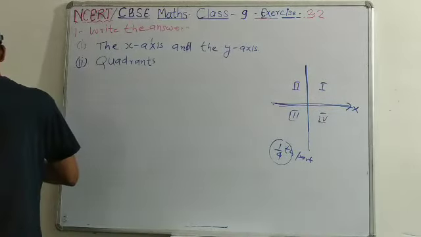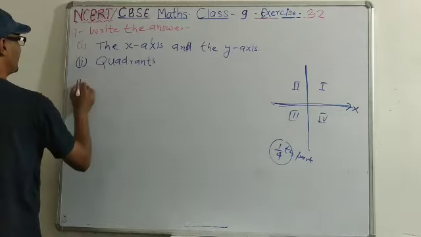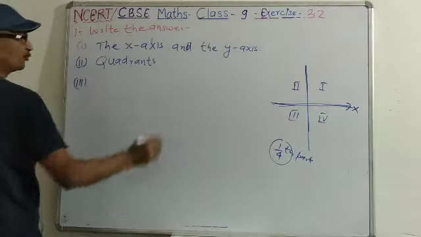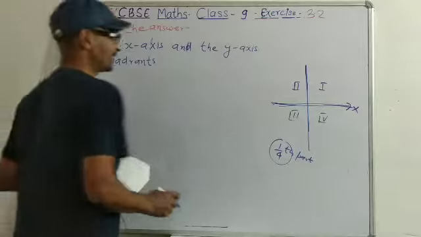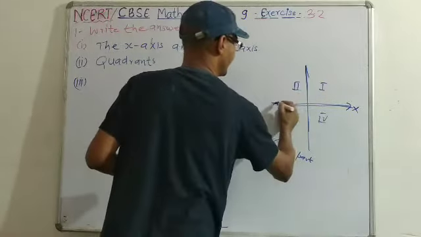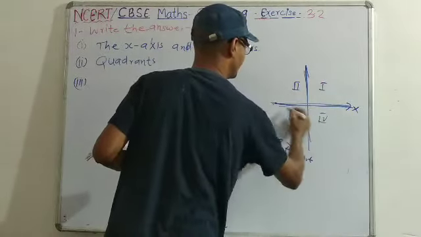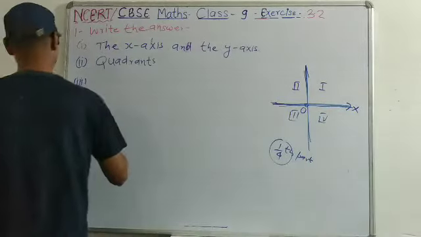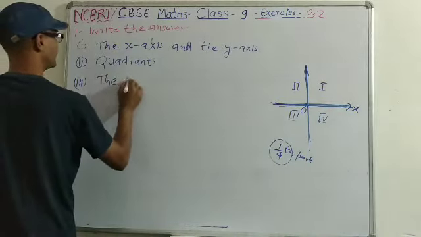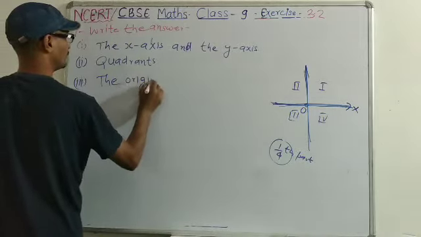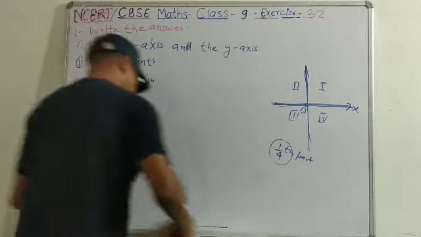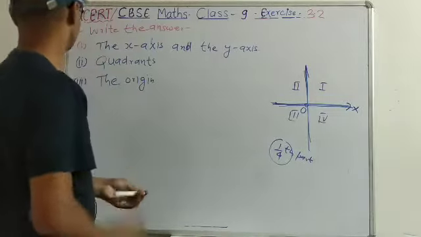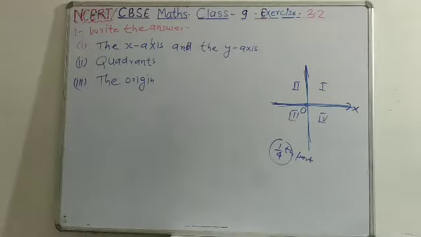Number 3: write the name of the point where these two lines intersect. First line, the X axis here, the Y axis here, and they intersect at this point, which is known as the origin. So this is the answer of question number 1.